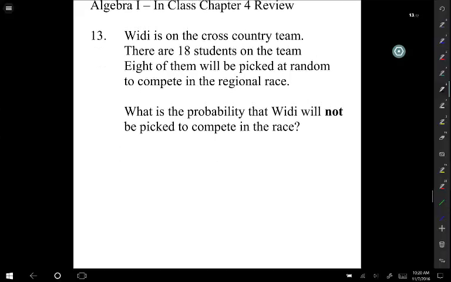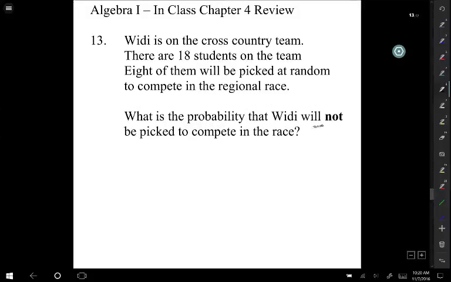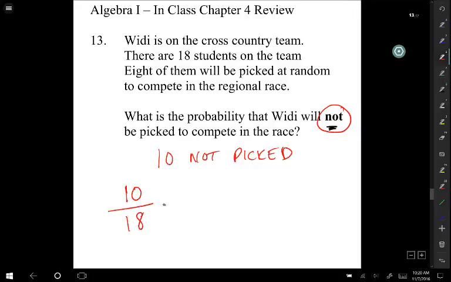So, 8 of them are picked at random. What's the chance that Wheatie will... he's not being picked, is he? He's not being picked. How many people are not picked? 10 people are not picked, right? So what's the chance that Wheatie doesn't run in the race? 10 out of 18, which is 4 out of 9. 4 divided by 9 times 100 is 44.4%.